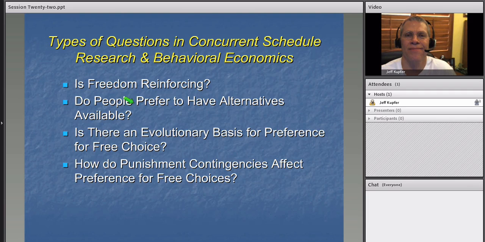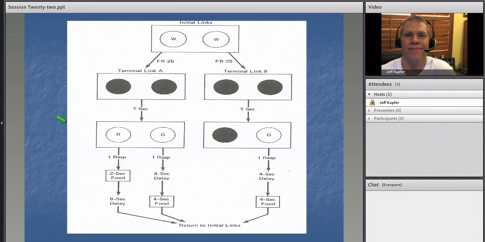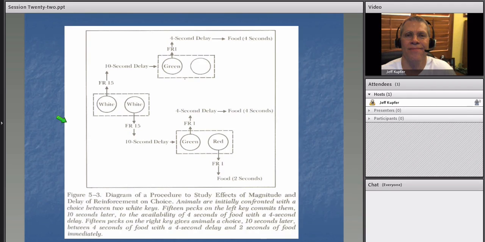Under some circumstances, the freedom to choose between green and red might be optimal and preferred, so it sustains responding that gets you into that situation. But it seems that over here, when the delay is longer, pigeons give up the freedom to choose and instead opt to have the experimenter choose for them. In this case, the experimenter chooses green, and the pigeon is allowing the experimenter to choose in this situation. So when we ask whether freedom is reinforcing, sometimes it is. Sometimes many of us would like to have the option to choose between this versus that. At other times, that's not always very reinforcing.